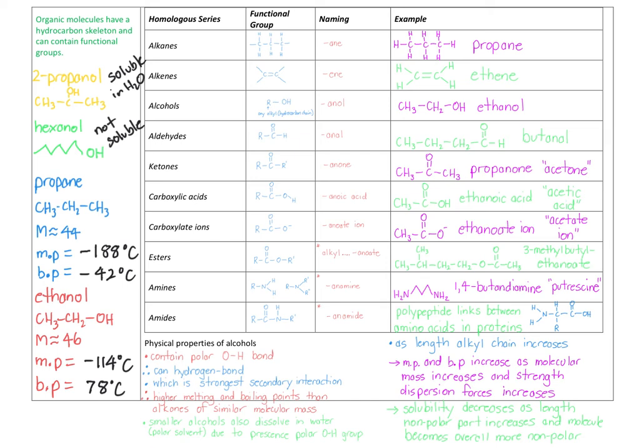So just an example here of this, propane, molecular mass of about 44, ethanol, molecular mass of about 46. So they're quite similar. The melting point of propane is minus 188 degrees. Ethanol is minus 114. So minus 114 is much higher than minus 188. And the boiling point of propane, minus 42 degrees. So it's a gas at room temperature.